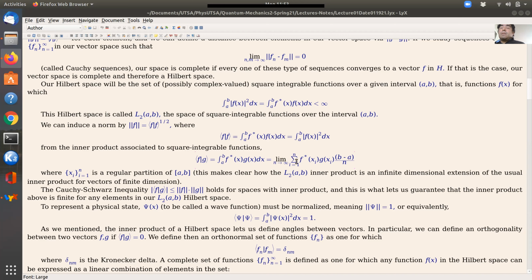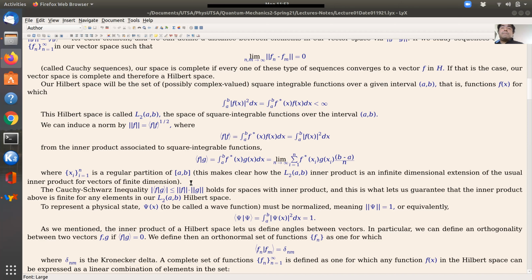It might sound unnecessary, but the reason I'm writing the definition of the integral is that I want to make the parallel with the way the usual norm or inner product of vectors is defined. In the definition of integration, you have a regular partition of the interval AB. And the objective of writing this extra thing is to make clear how the inner product in L2 over AB is basically an infinite dimensional extension of the usual inner product of vectors. So hopefully that will be illuminating in terms of how we pass from the finite dimensional Hilbert spaces to the infinite dimensional Hilbert spaces.